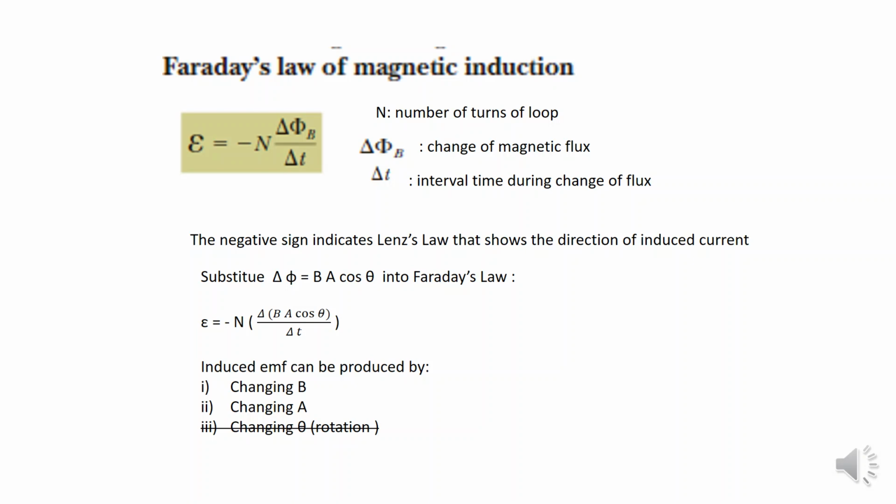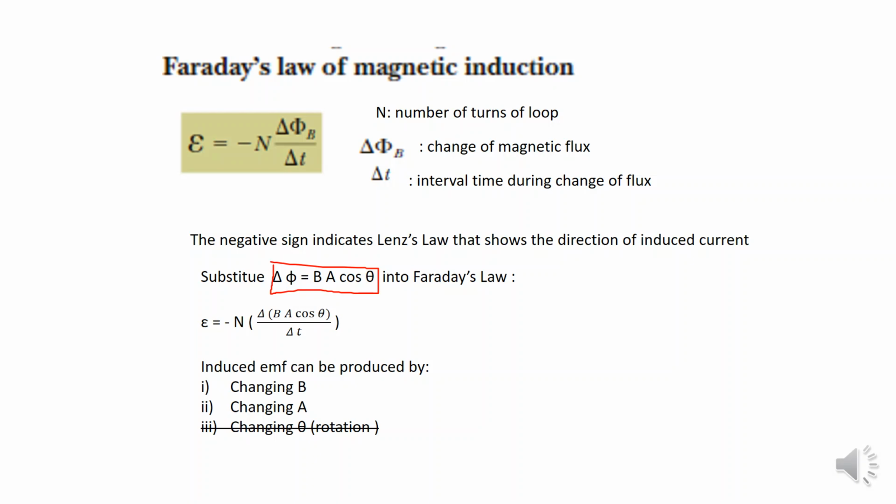Now, when we substitute the equation of magnetic flux into Faraday's law, where we know that the flux is given by Φ = BA cos θ, we can see that induced EMF can be produced by changing the magnetic field, or by changing the surface area, or by changing the angle θ here, meaning that changing θ means we rotate the plane in another direction.